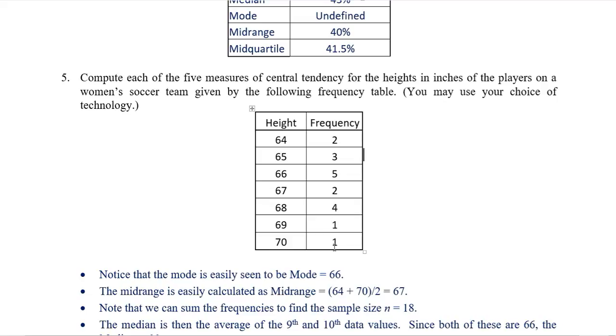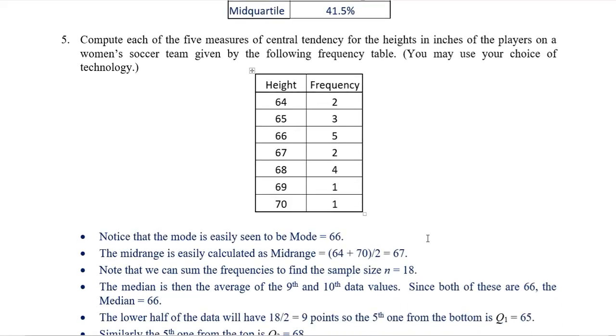So we need to go to the 9th one, half of that. 9th one from the top and the bottom. So there's 5, 10. The 10th one from the bottom is the 9th one from the top, it's 66, and the 9th one from the bottom is also 66. So averaging those two does give you still 66. So 66 is the median.